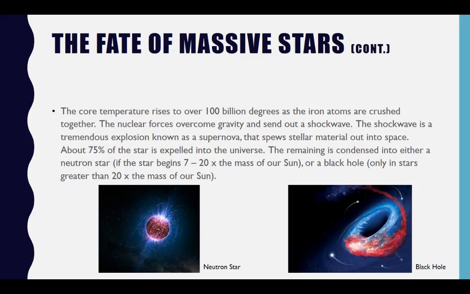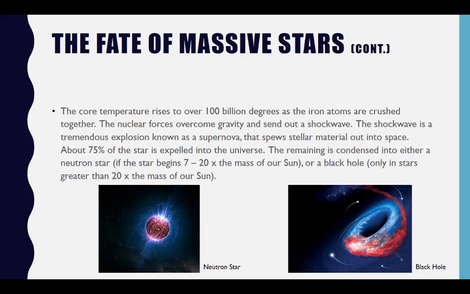The nuclear forces are overcome by gravity and send out a huge shockwave. This is what's known as a supernova, and spews the stellar remnants into outer space. About 75% of the star is expelled into the universe, mixing with other nebulae that already exist out there, forming what will be the next stars.